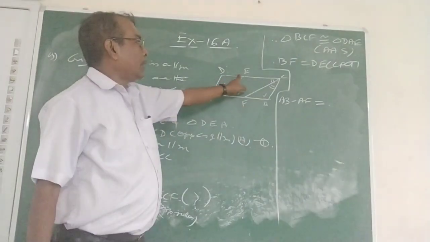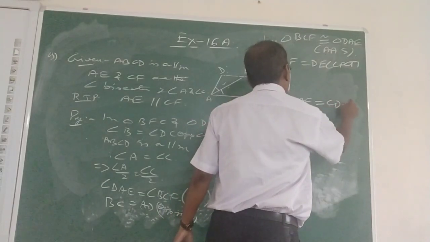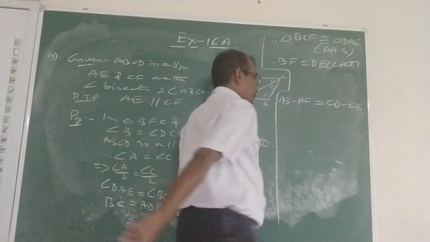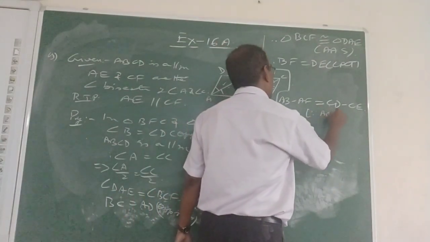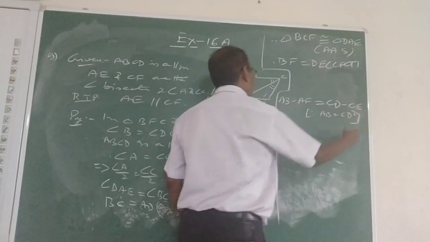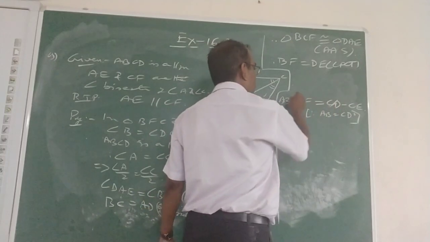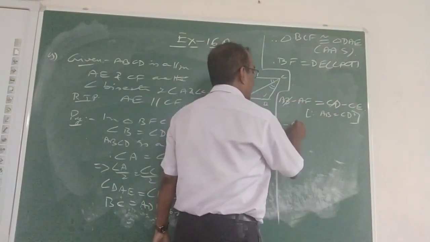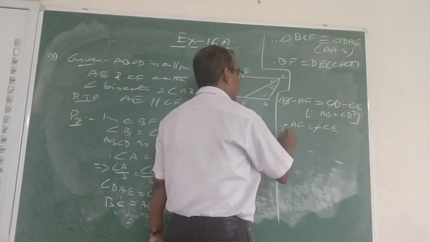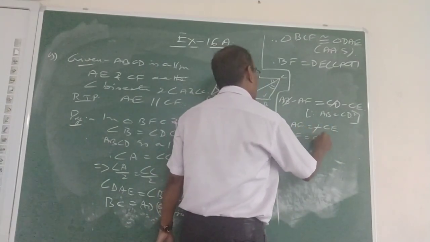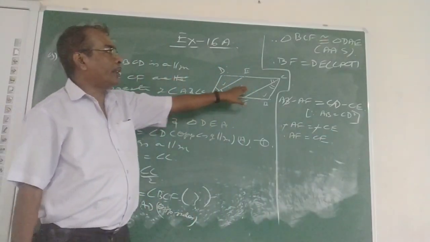DE, which you can write as CD minus CE. Since AB and CD are equal, because opposite sides of the parallelogram are equal, naturally these things will be cancelled. So minus AF will be equal to minus CE. Only this much is there, minus cancels. So AF is equal to CE. So I have proved here that AF and CE are equal.